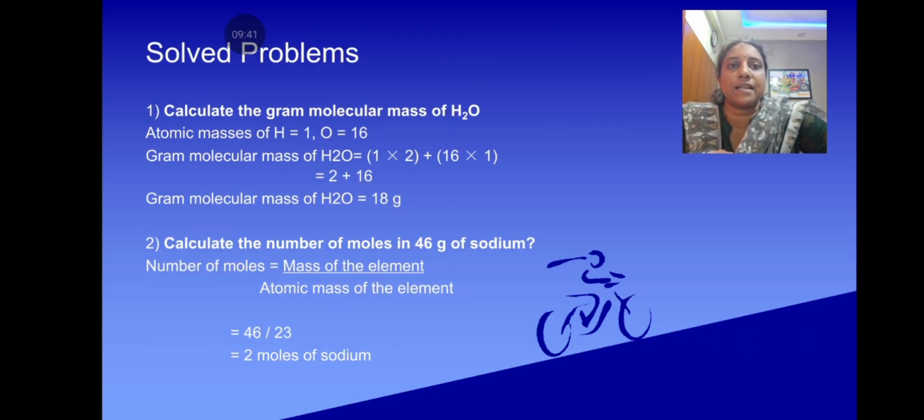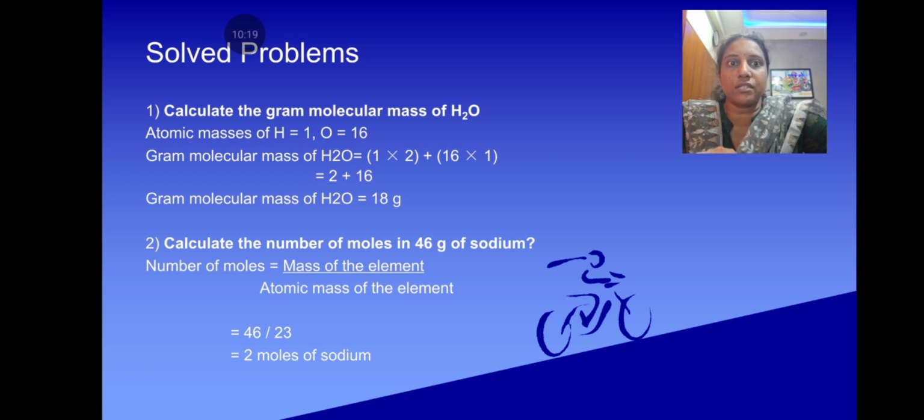So now we can see many problems to solve. First we have to find the gram molecular mass of H2O. For that we need to know the atomic masses of hydrogen and oxygen. With these numbers, we write it as 1 into 2 plus 16 into 1. Finally we will get the answer 18 grams. So the gram molecular mass of H2O is 18 grams.